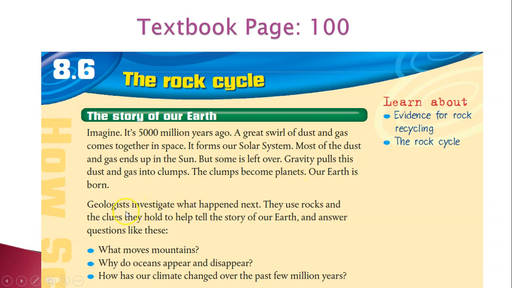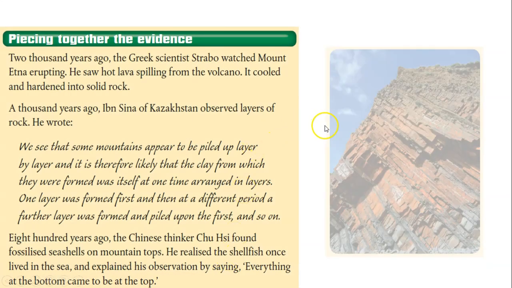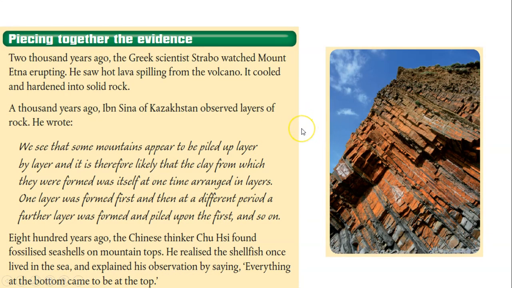The geologists investigate what happened next. They use rocks and the clues they hold to help tell the story of our Earth and answer questions like these: What moves mountains? Why do oceans appear and disappear? How has our climate changed over the past few million years? Now, let us see the evidence.